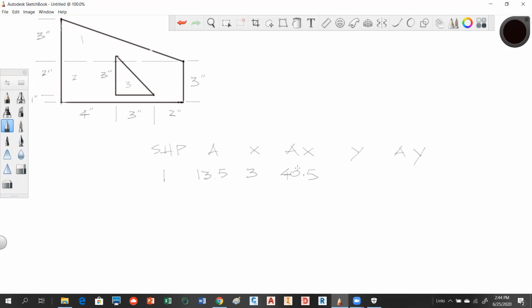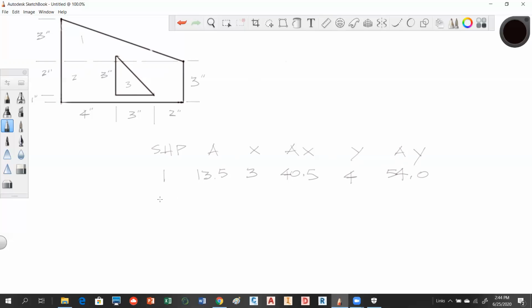So y is the distance from the origin up to this guy's centroid. So from here up, it would be 1/3 of 3. That's 1 plus 2 plus 1. So y would be 4. 4 times 13.5 gives us 54.0.